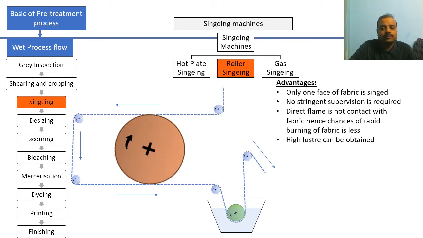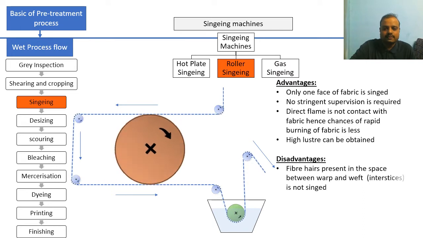High luster can be obtained, as I already told you. If a fabric passes over the hot surface with friction, the fabric gets luster, right? Over here also, the fabric constantly passes, touching over this hot roller, and it will generate friction, and that's why luster is improved. If anyone wants a high lustrous fabric, roller singeing is one of the good options. Let's talk about their disadvantages.